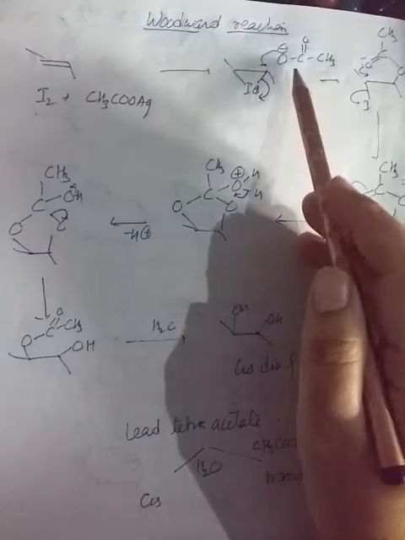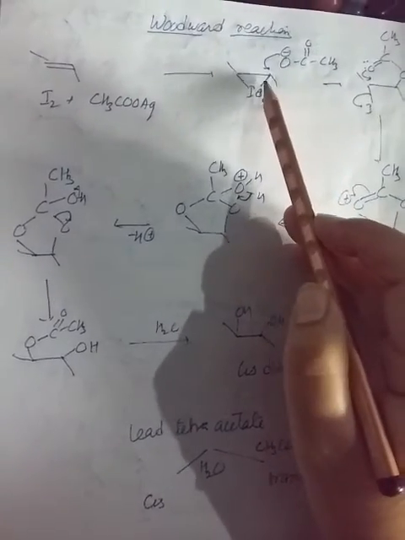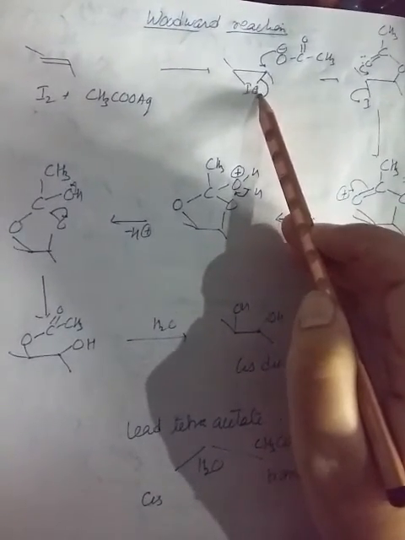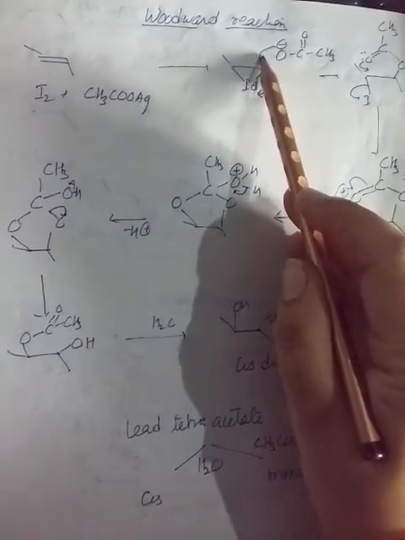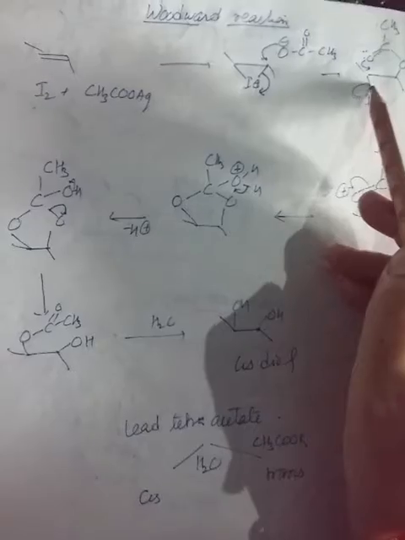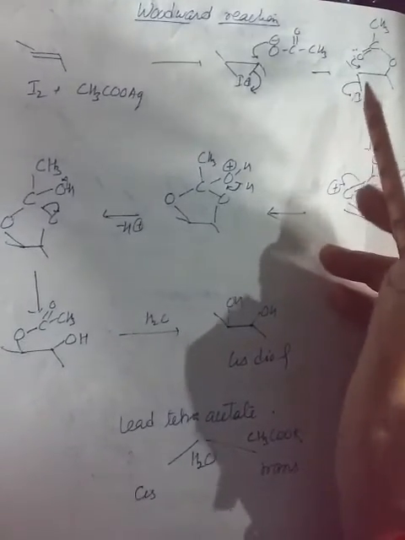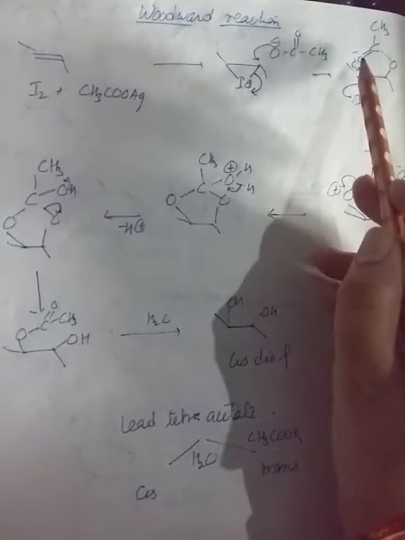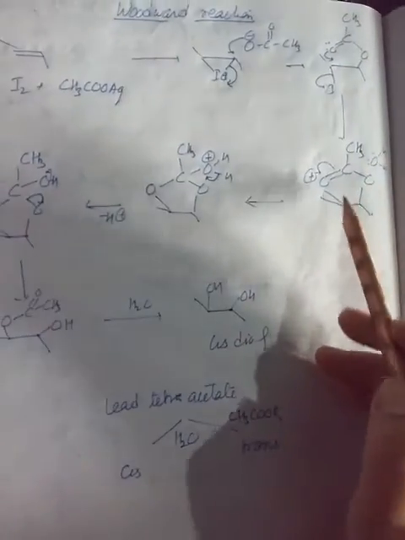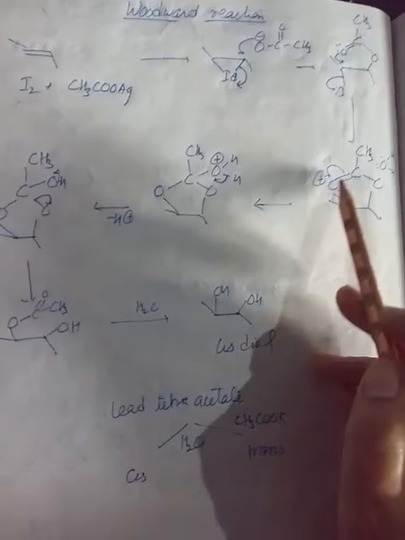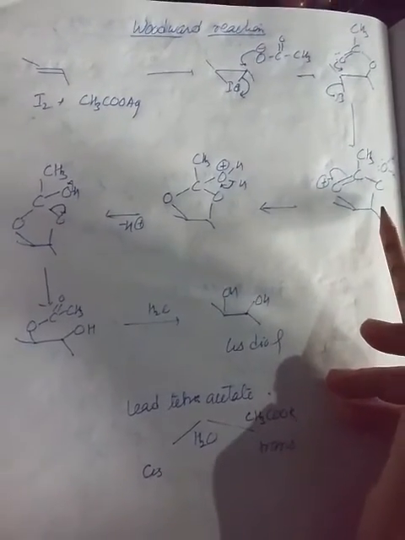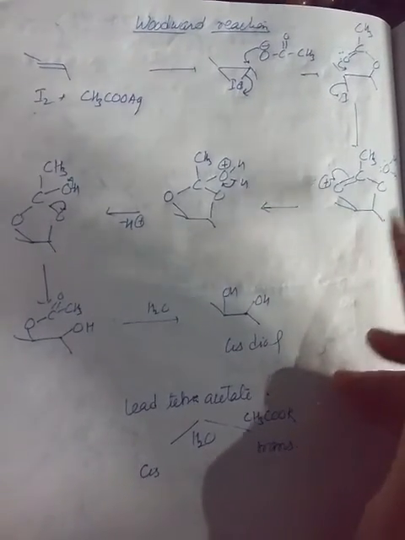Again, this is an intramolecular SN2 reaction. The ring opens and the acetate ion attacks from this side and gives OCOCH3. Again, iodine is eliminated from here, comes out from this side, and the lone pair of electrons attacks at this carbon atom. So there is a formation of a 5-membered cyclic structure, like in the case of the Prevost reaction.